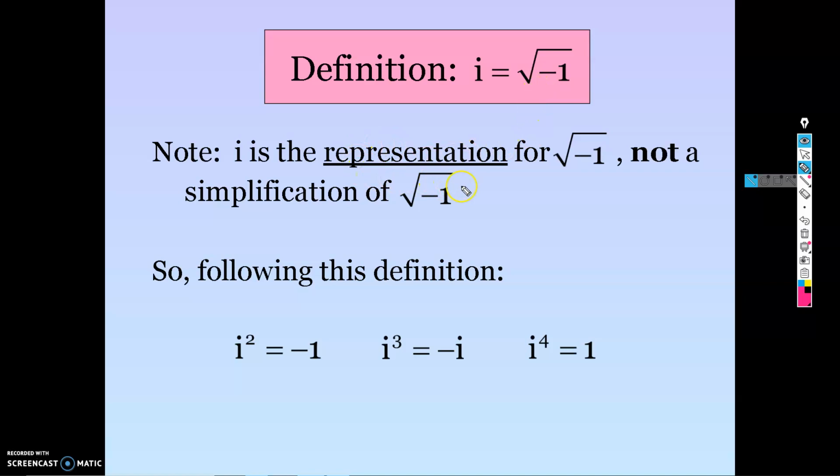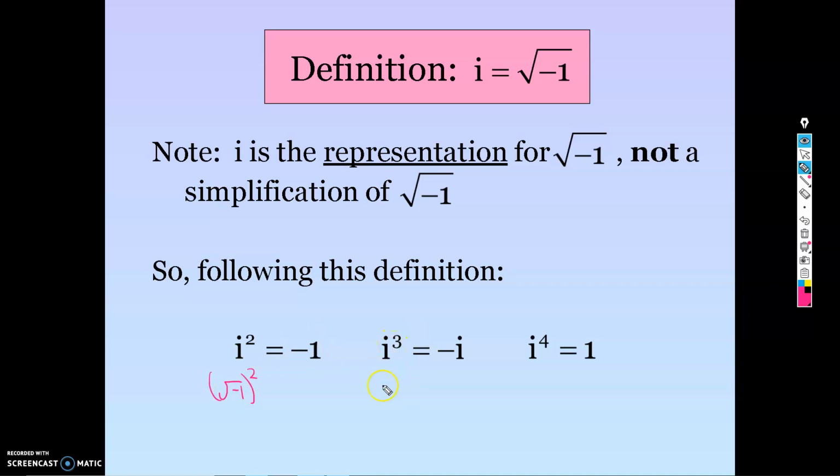And this is a representation. It's not a simplification. In other words, you don't take the square root of negative 1 and just say, oh, well, that simplifies to i. No, we represent it. So basically, i is a variable for us, but it stands for a very specific number. So if i equals the square root of negative 1, then i squared is the square root of negative 1 squared. Square undoes the square root, so that's why it equals negative 1.